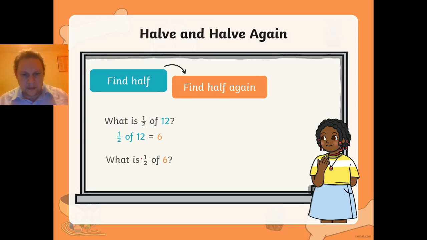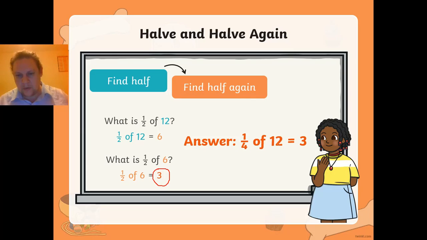And then, what is half of 6? Half of 6 is 3. And so straight away, we know because we halved and halved again, we've got quarters. And straight away that tells us that 1/4 of 12 is 3.